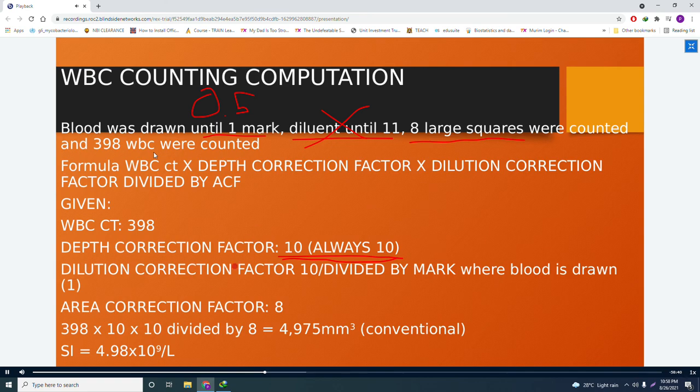Your dilution correction factor, this is the one that varies. The reason for that is you're going to divide 10 divided by where the mark is. So in this situation, na-draw siya sa 1. So 10 divided by 1, you get 10 as your dilution factor. So let's apply. And then your area correction factor, this also changes. In this case, instead of the 4 normal large corner squares, ang ginamit niya 8 large squares.